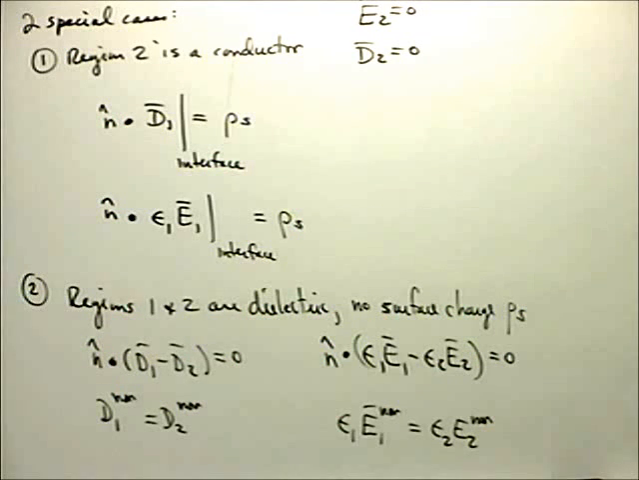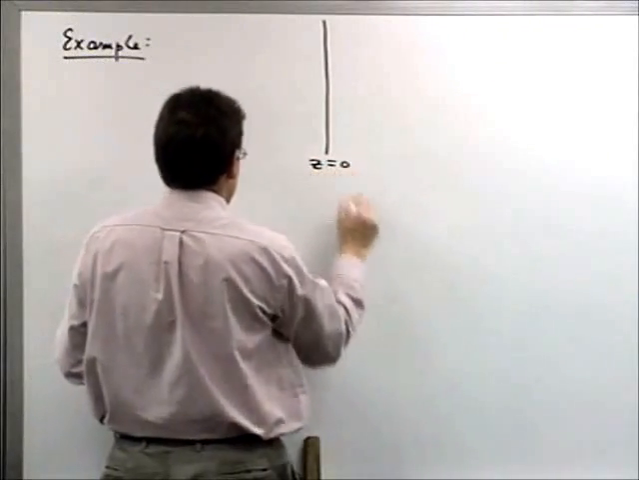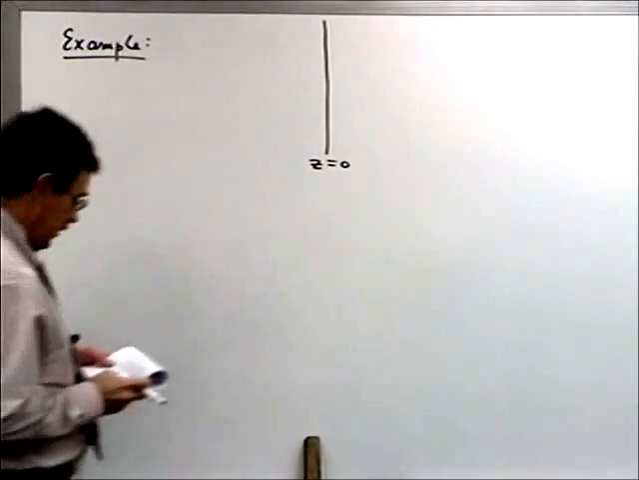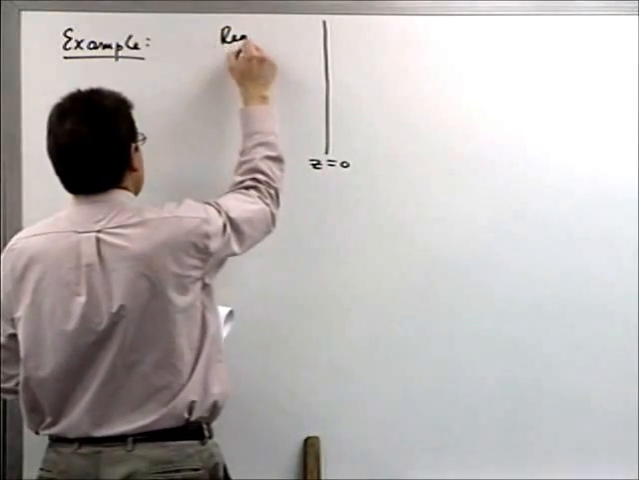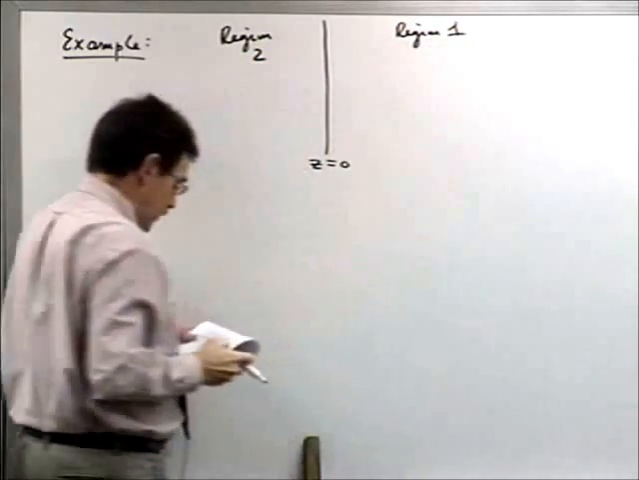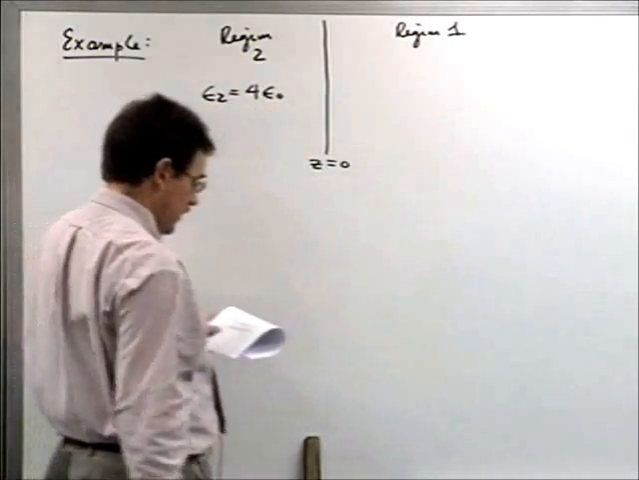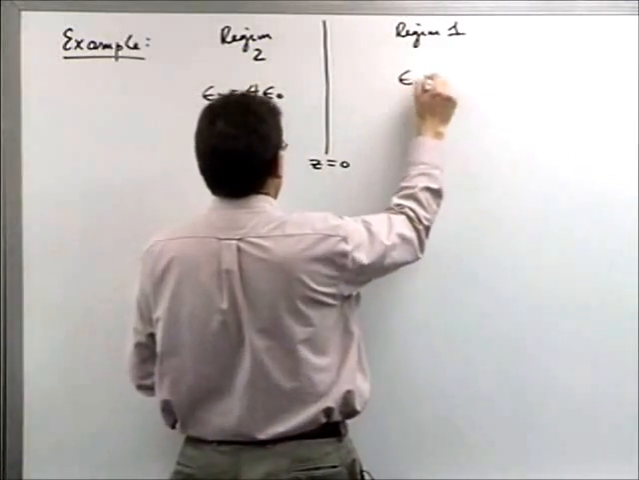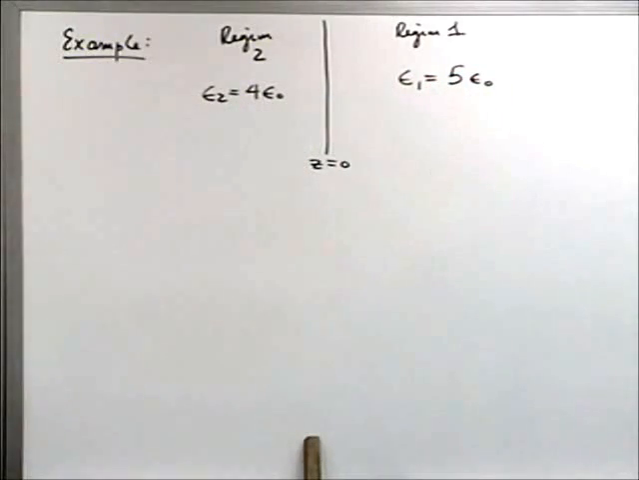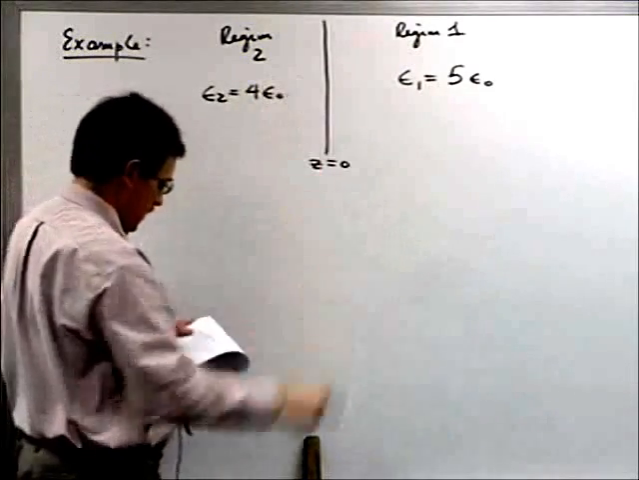So to illustrate this, let's look at an example of what we can do with this. Suppose we've got two regions, and the regions are basically separated by the z equals 0 plane here. So this will be region 2, and this will be region 1. Region 2 will have a permittivity epsilon 2 equal 4 epsilon 0. Region 1 will have epsilon 1 equal 5 epsilon 0. So we've got two pieces of ceramic or something butted up against each other at this interface.